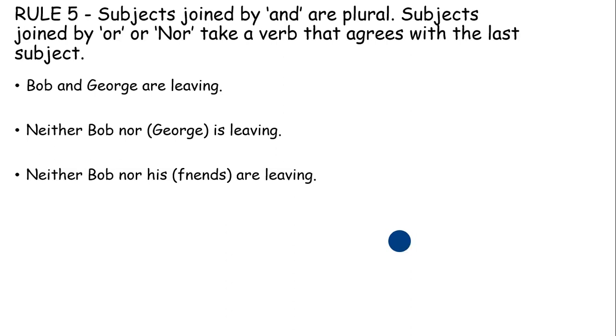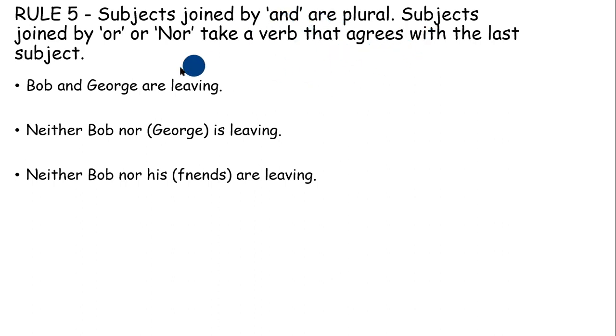Now in this video I'm going to talk about rule number 5, 6 and 7. So let's get started with rule number 5. Rule 5 says that subjects joined by and are always plural. So if there are two subjects and they are joined by and, they are always considered plural. So that's the first part of this rule.